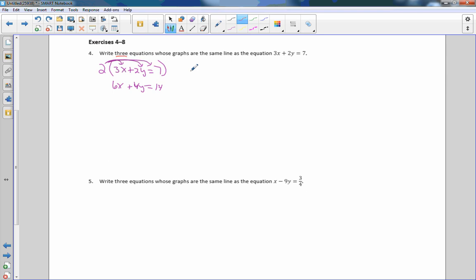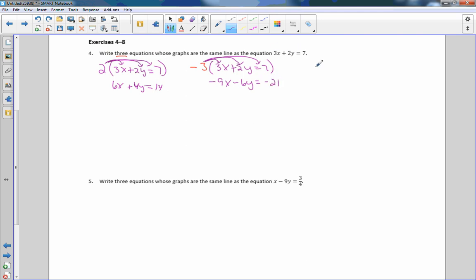Okay, and it says to do 3 times, so now I'm going to choose, how about a negative number now? Negative 3 times 3x plus 2y equals 7. And then when I distribute, negative 3 times 3 is negative 9x. Negative 3 times a positive 2 is negative 6y. Negative 3 times 7 equals negative 21.